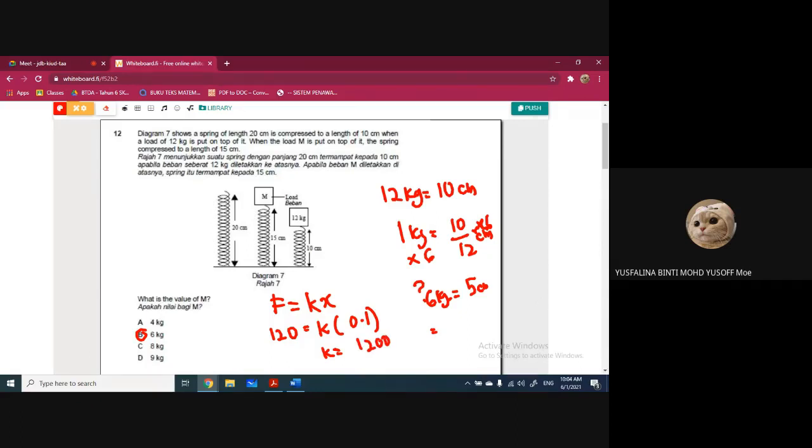Next one, you have to use the formula F equals Kx again. So K is 1200, and then X is 0.05, because this one is 5 cm, and I changed it to meter, so I got 0.05. So 1200 times 0.05, you got 60 Newton. Then you change to kg, you just divide by 10, so you got B. Same answer, but a different way. Okay, next one.